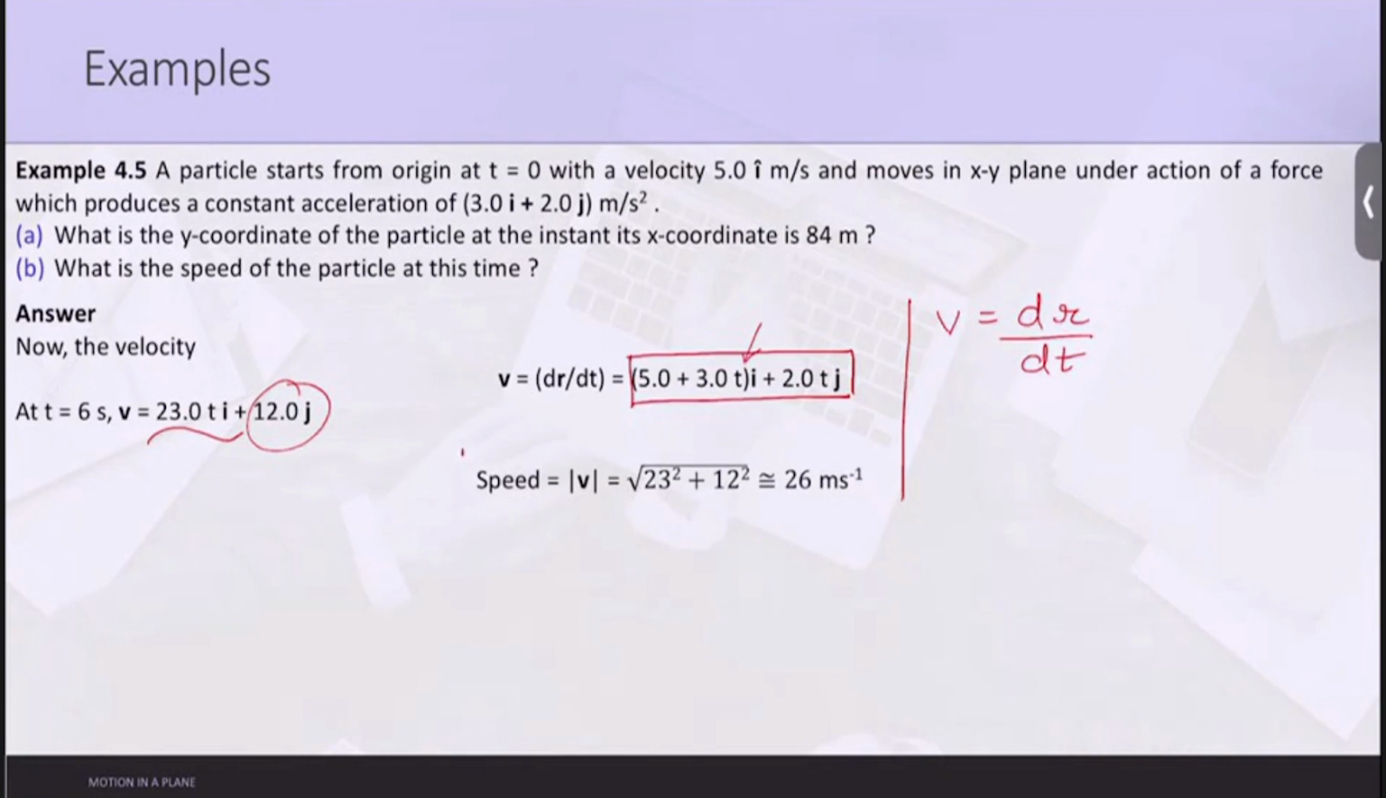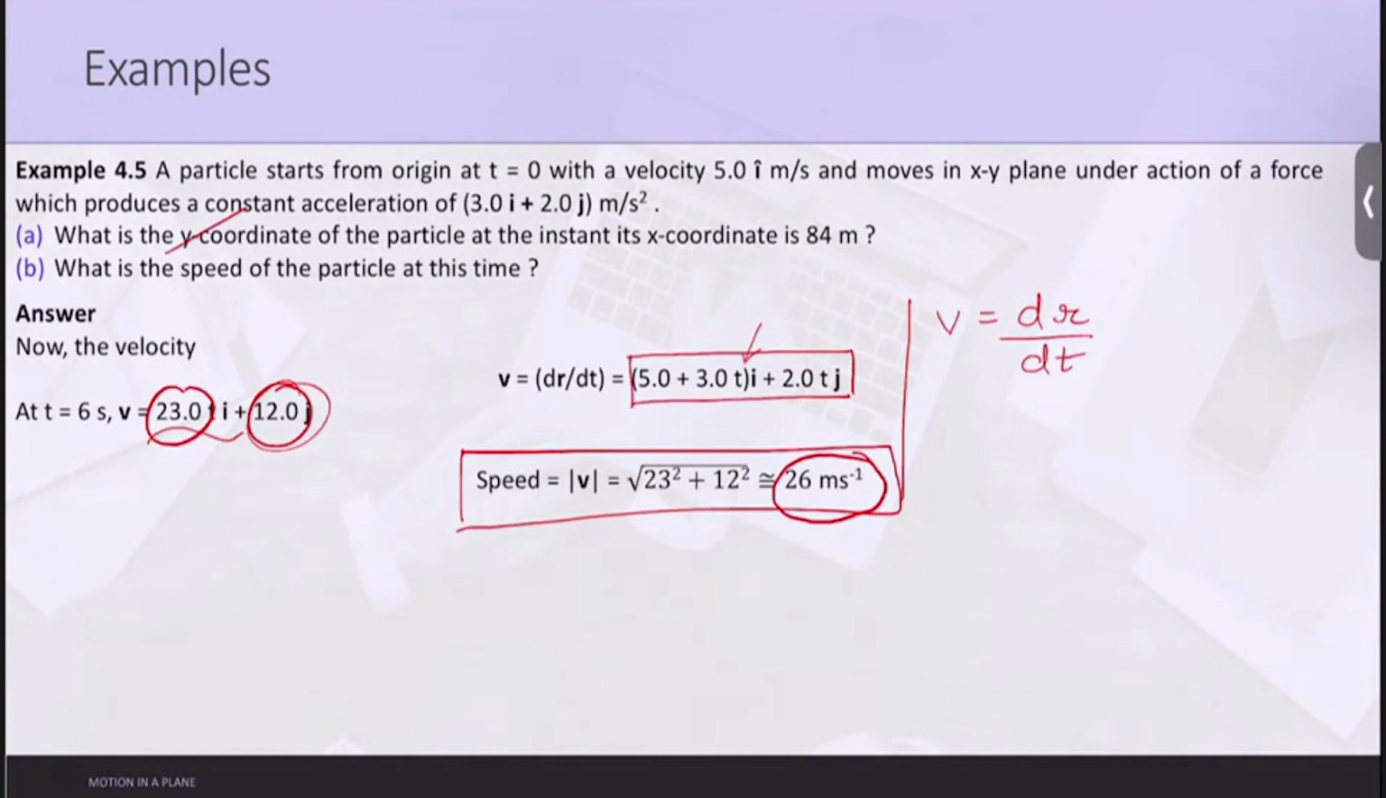Okay. So what is the speed here? We know that speed is nothing but the magnitude. So this is equal to under root of 23 square plus 12 square, which will give you the approximate answer as 26 meters per second. And that is the final answer. So we obtained the y coordinate when the x coordinate was 84 meters, and we calculated the speed also. So that is the end of this example.